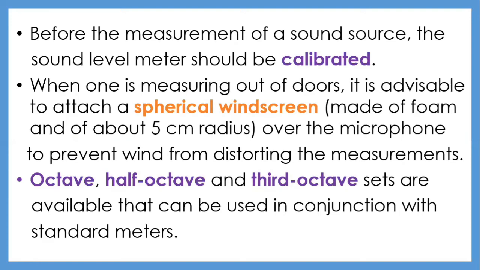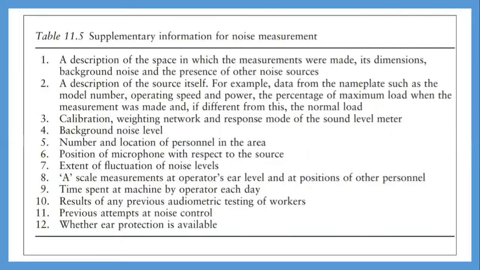Now, when operator exposure to noise is being measured, the microphone should be situated close to the operator's ear. And when one is carrying out investigations of the noise produced by machines in offices and factories, supplementary information should be obtained to complement the sound level measurements. And finally, octave, half octave, and third octave sets are available that can be used in conjunction with standard meters. Now, as you can see in table 11.5, these are examples of supplementary information for noise measurements.